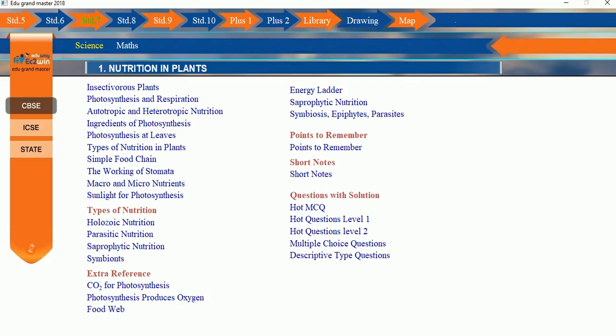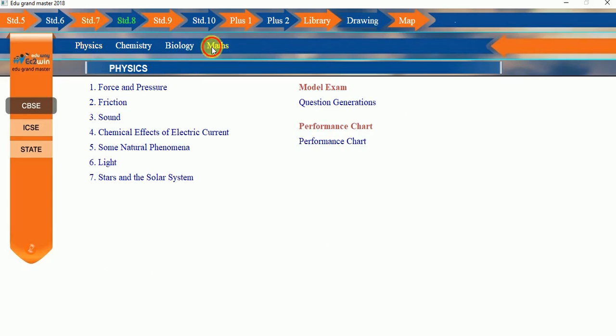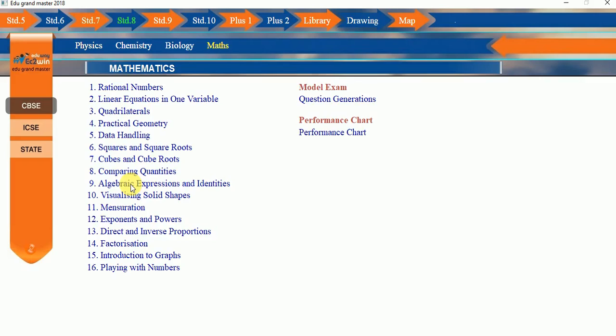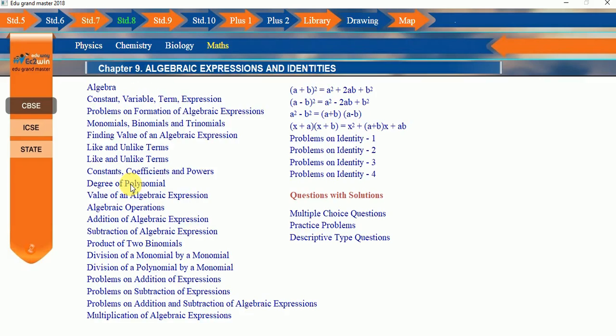Now each topic is followed by a lot of useful things like extra reference, points to remember, short notes, questions with solutions, a huge NCERT question bank. Now let's go to the next, standard 8. Let's take mathematics, algebraic expressions and identities.